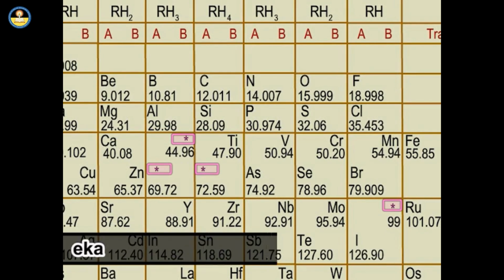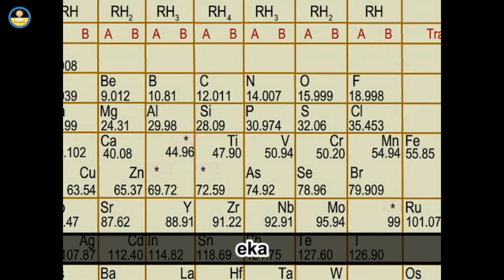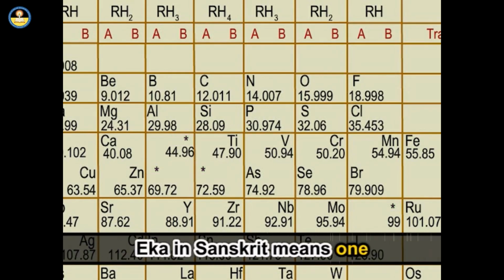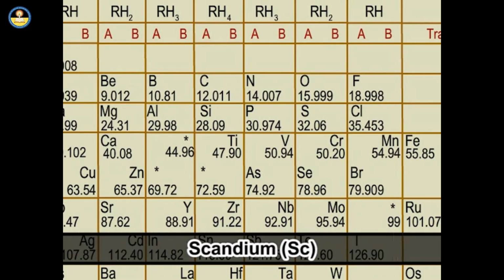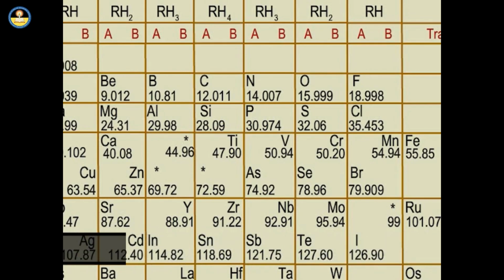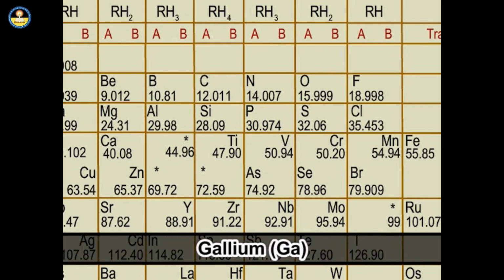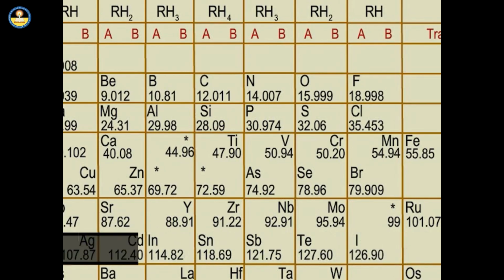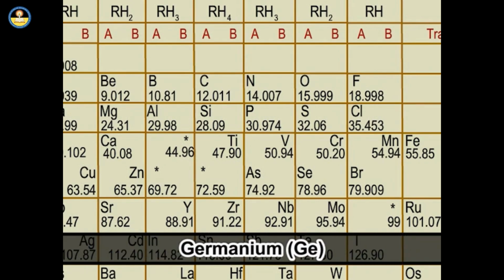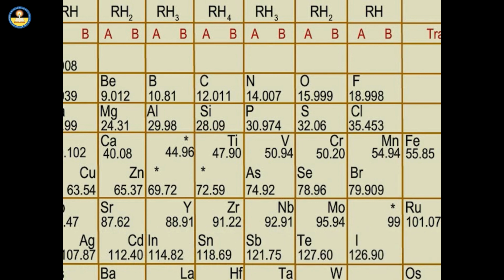In order to identify them, he put the prefix eka before the name of the element. Eka in Sanskrit means one. For example, scandium, that is Sc, gallium, that is Ga, and germanium, that is Ge, were not a part of Mendeleev's periodic table and were discovered later.